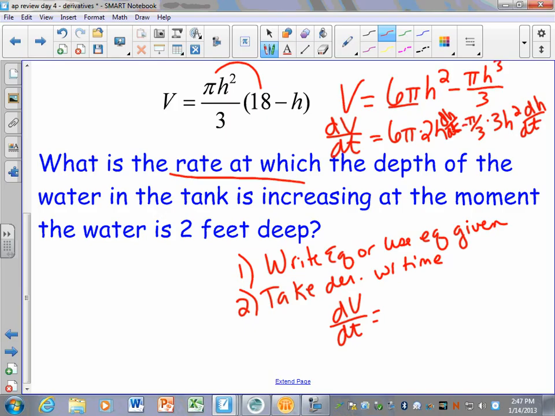So simplifying that now, I get 12 pi h dh over dt minus, the 3's are going to cancel, pi h squared dh over dt. You agree with that?